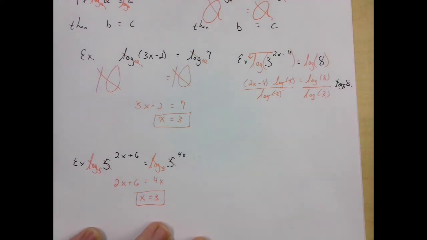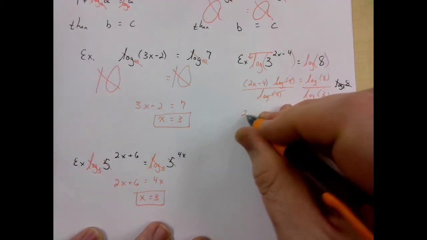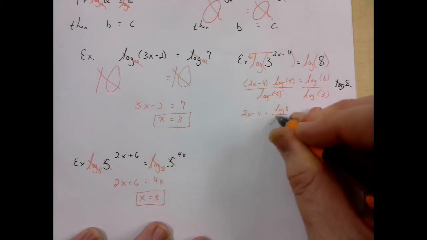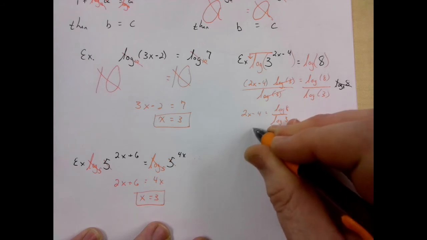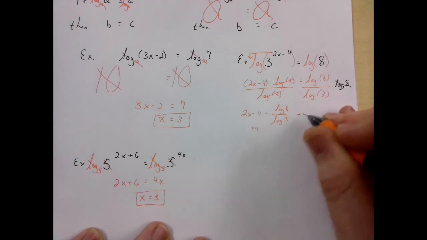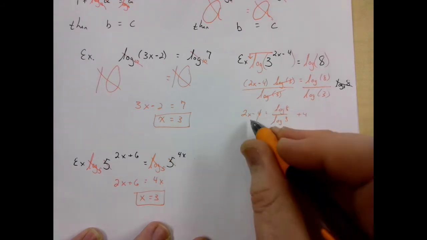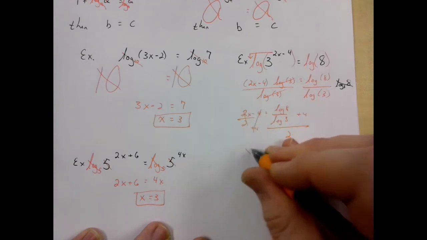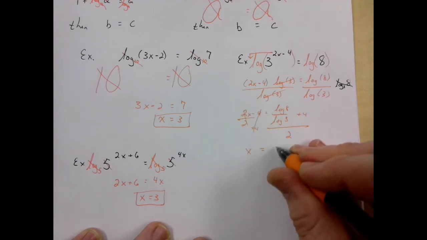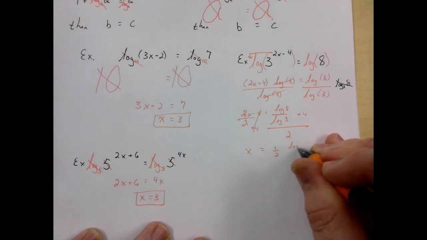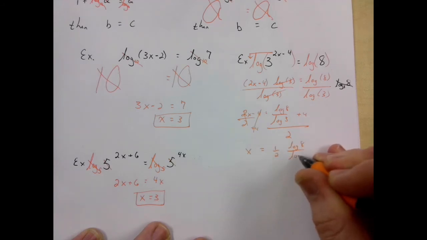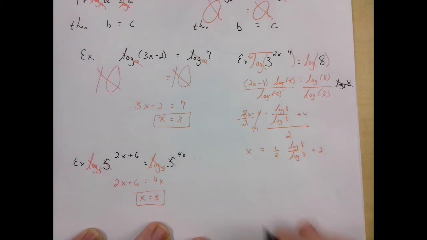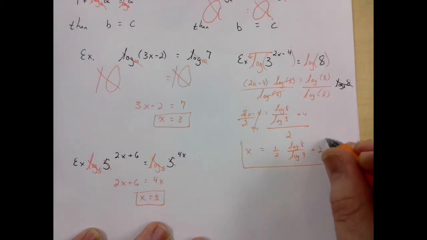So now, I just go ahead and keep solving this equation. I've got 2x minus 4 is equal to log of 8 divided by log of 3. I'm going to add 4 to each side, and then I'm going to divide each side by 2. It's not a pretty answer, but I'm left with x equals, I'm going to rewrite this as 1/2 log of 8 over log of 3, and then half of 4 is 2. So not the best answer in the world, but it works.